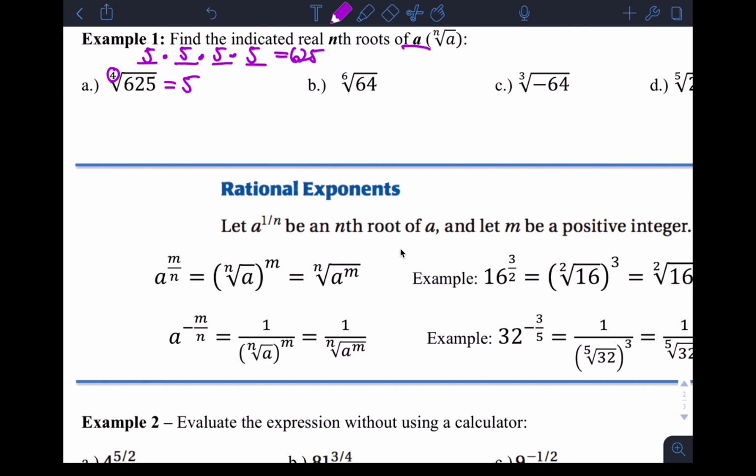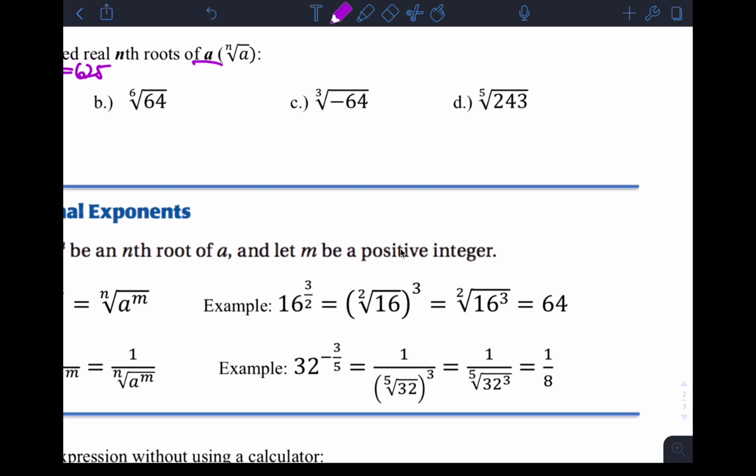Or what you can do is think about it this way and say this is equal to the fourth root of 5 to the fourth power, and use the fact that the fourth root and the fourth power are inverses, so the answer is 5. Same goes for all of the other roots, really.